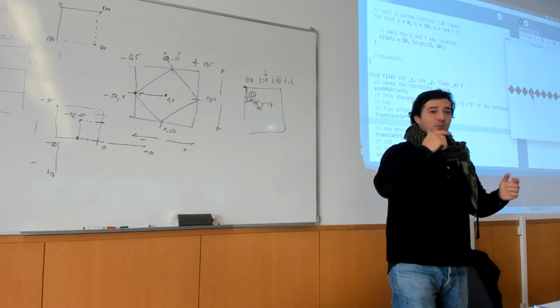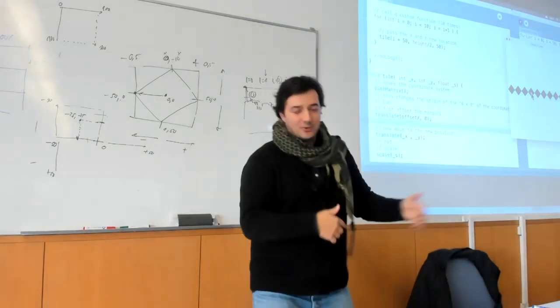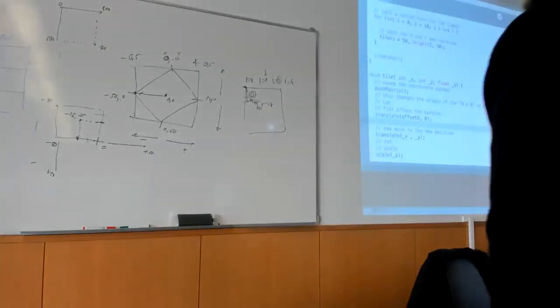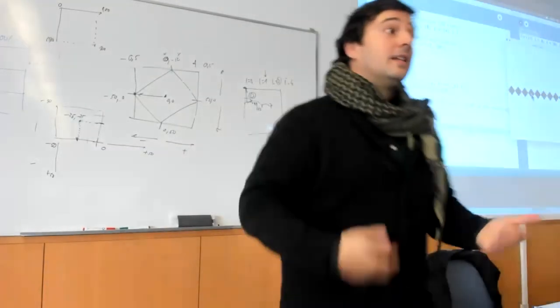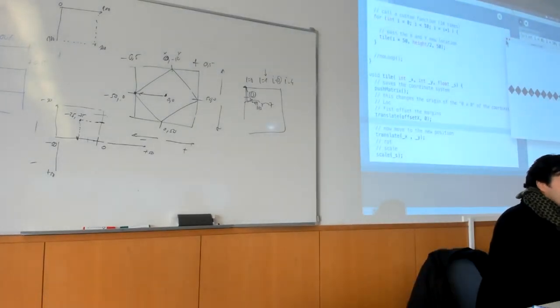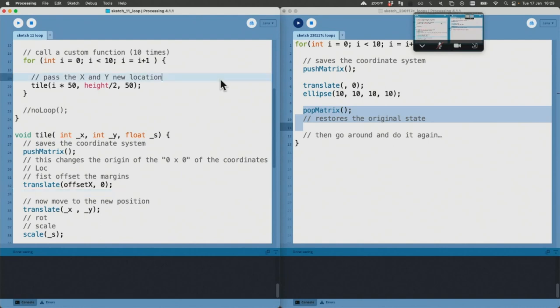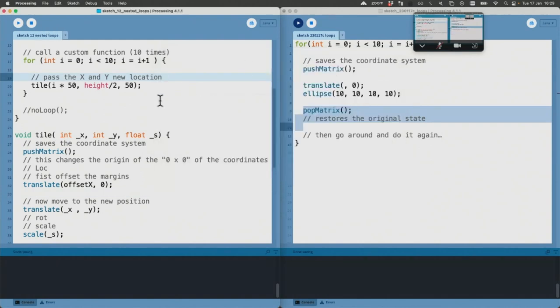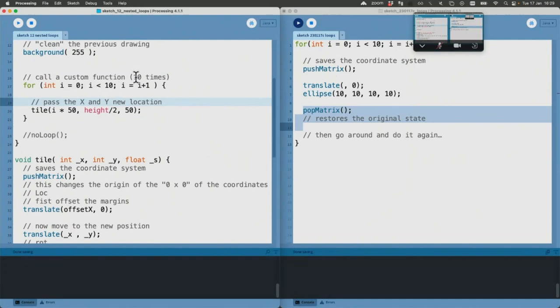Do once to the right, and every time we do to the right, you go forward, move to the right, move forward, move to the right. So you're actually doing two loops. It's called a nested loop. So call a custom function 10 times equals one line.